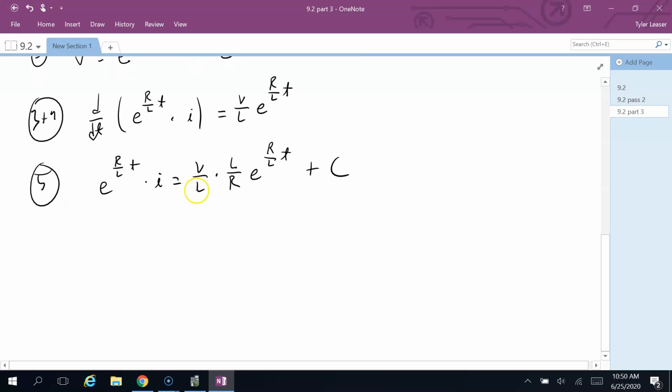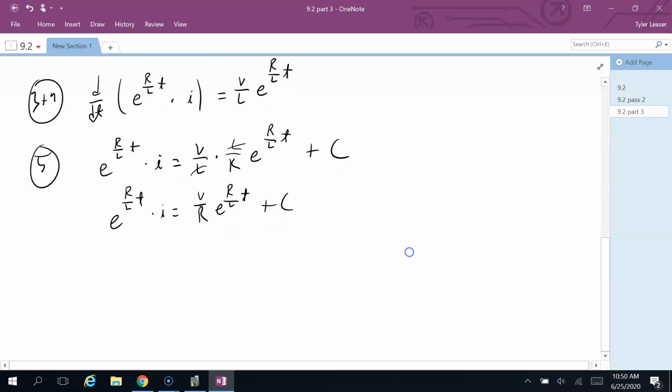Okay, you may see here that these L's cancel out. All right, so we'll just rewrite this real quick. We still have the left-hand side, which I'm leaving alone. These have now canceled to be a V over R, e to the R over L t plus C. The last step is going to be dividing both sides by this e to the R over L t.